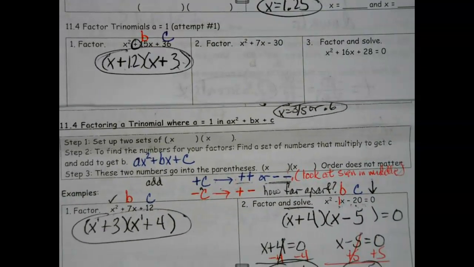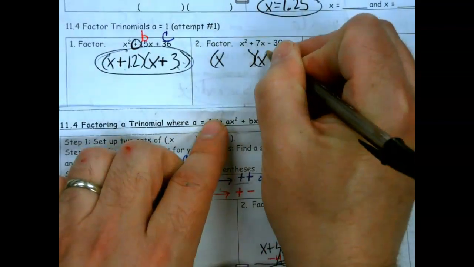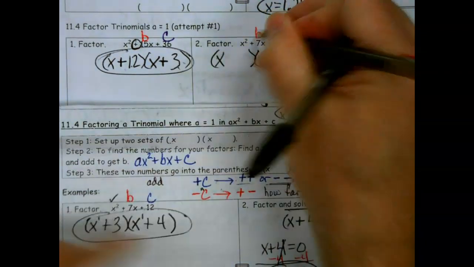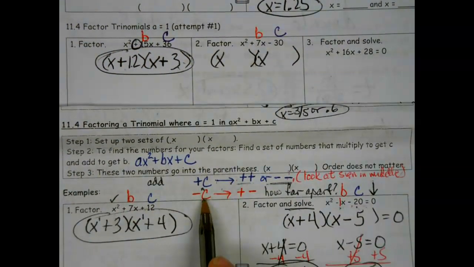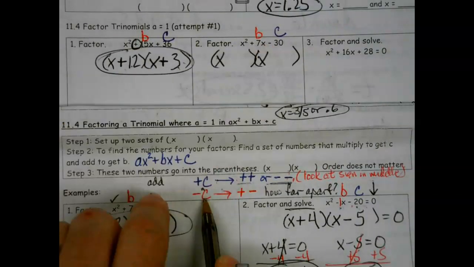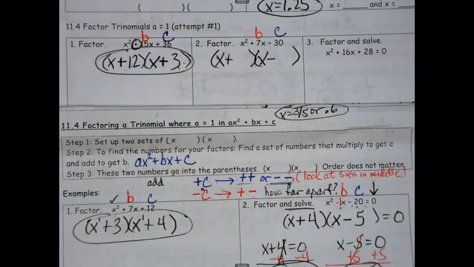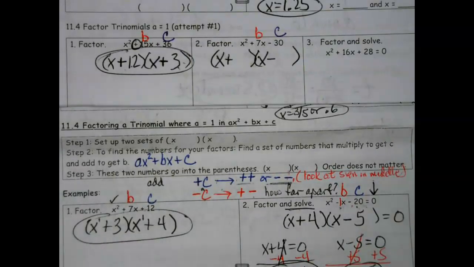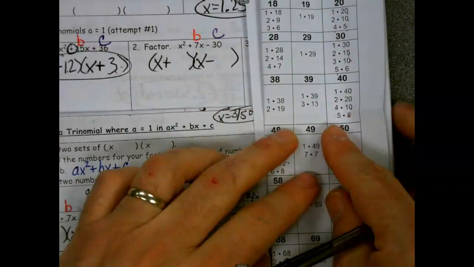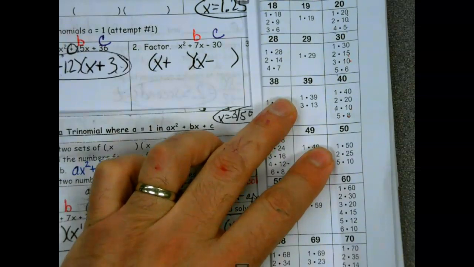So then I play with the next one. Now, little different thought process this time. Still looking at B. I'm still looking at C. My C value is negative. So there's going to be one positive and one negative. So this time when I go looking at my chart, and I'm looking here in the 30, and you're like, Hardy, wait a minute. If I'm looking in the 30, none of those pairs add up to 7.